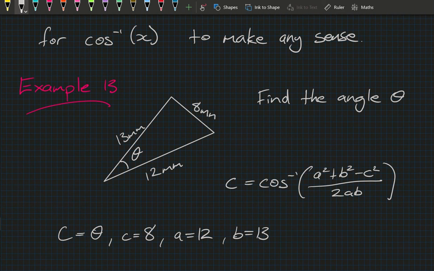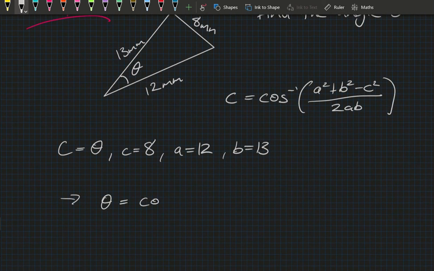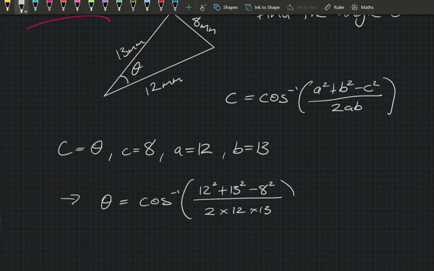So now we've got theta equals inverse cos of 12 squared plus 13 squared minus 8 squared, all over 2 times 12 times 13. Now, depending on how good your calculator is, you might not want to type that in that way, because it's very easy for it to not get the fractions right. So just for the sake of that, I'm going to work out the numerator and the denominator separately. So 12 squared plus 13 squared minus 8 squared is, calculator please, 249. So let me write that out.